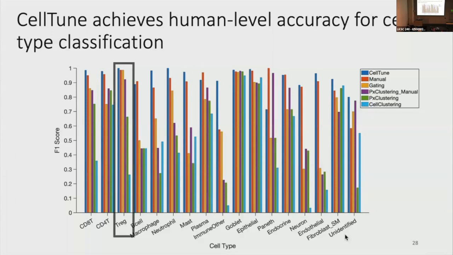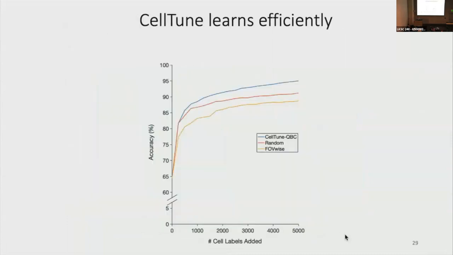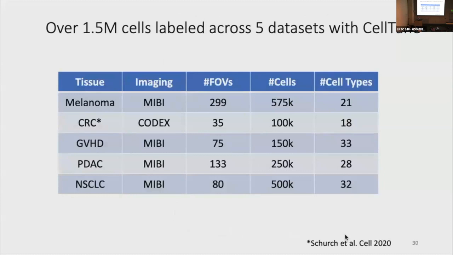But overall, we're really happy with what we're getting, and we found that it's learning quite efficiently compared to just labeling fields of view or labeling random cells. As we label cells, our accuracy increases faster. We've labeled 5 data sets with CellTune.